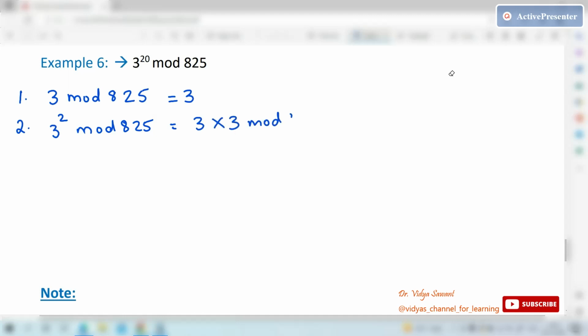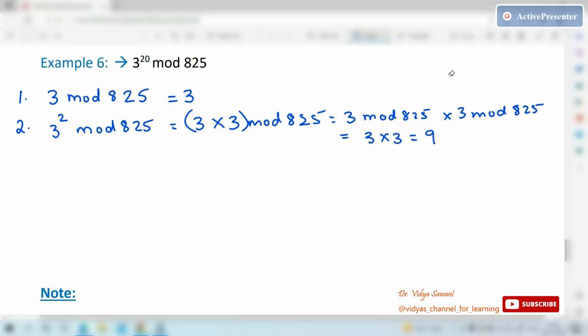Now coming to the second step, I will do 3 raised to power of 2 mod 825. That becomes 3 into 3 mod 825. So if you split it up, it is 3 mod 825 into 3 mod 825. Now since you know the answer of each, it is 3 into 3, which is 9. When you get the answer 9, you have to ask two questions. Is it positive? Yes. Is it between 0 to b minus 1? Now b is 825, so b minus 1 is 824. Yes, it is between 0 to 824. So 3 square mod 825, we got the answer as 9.